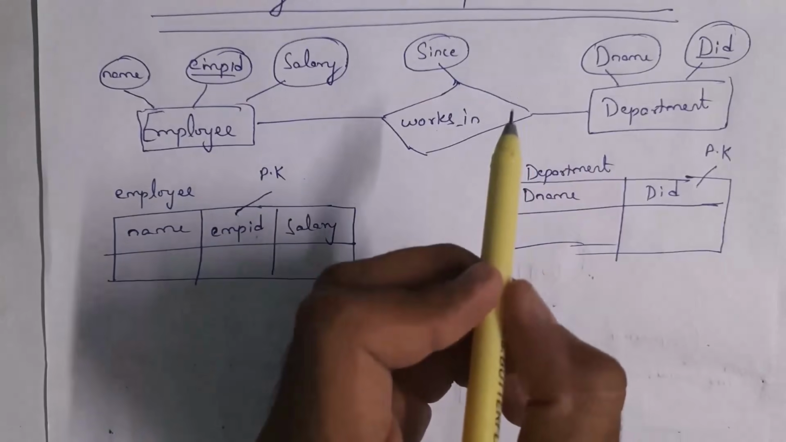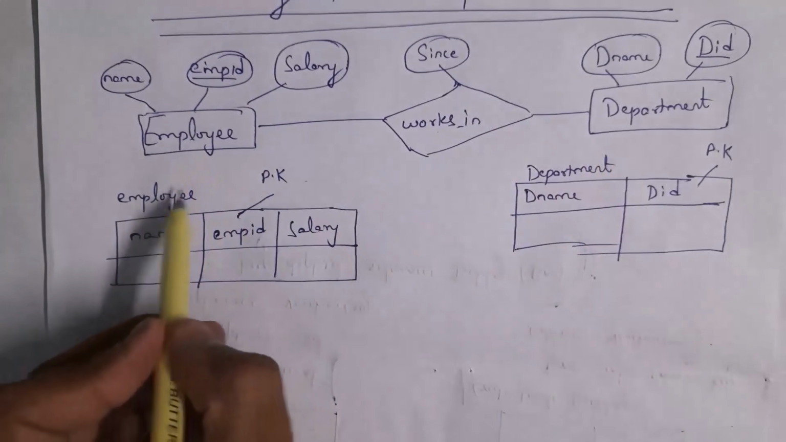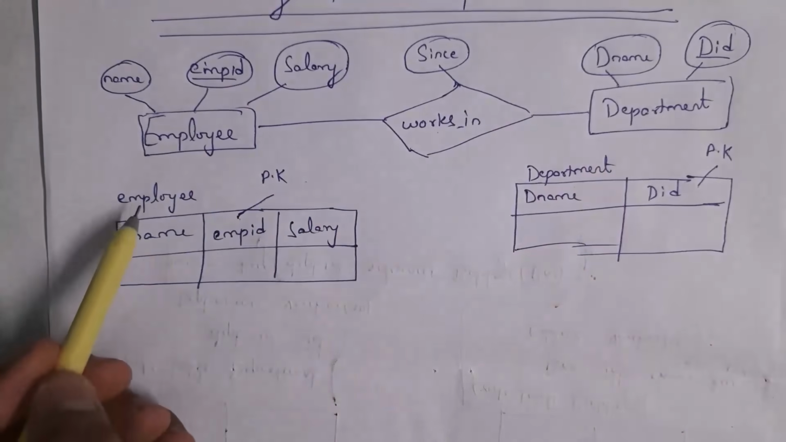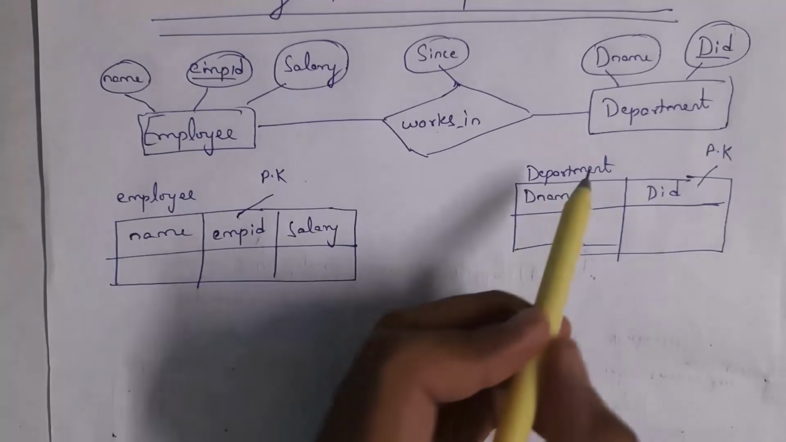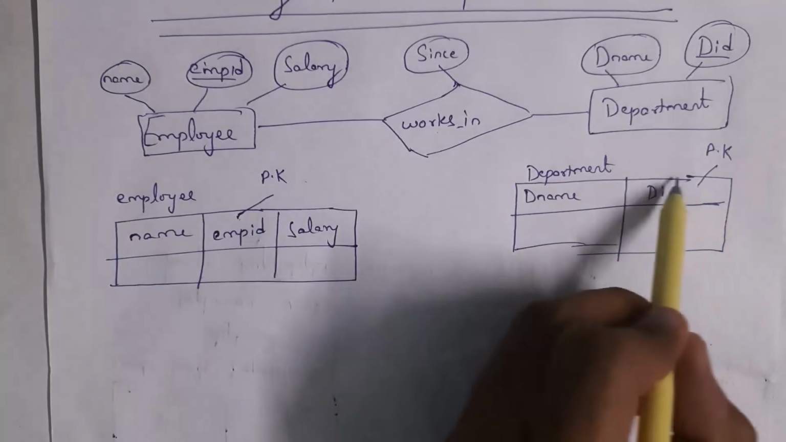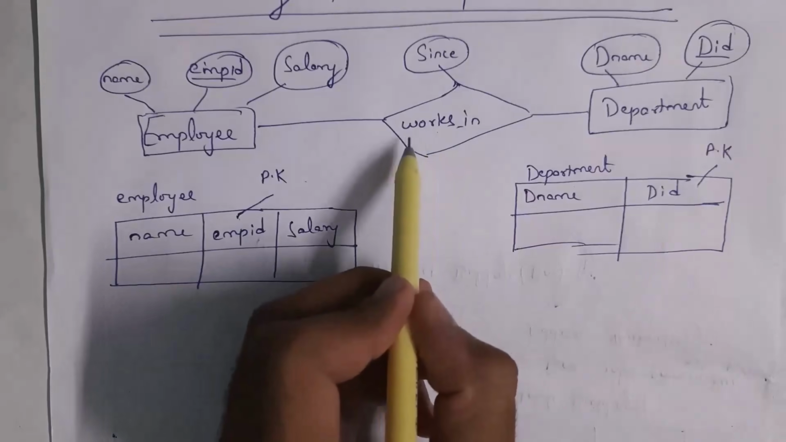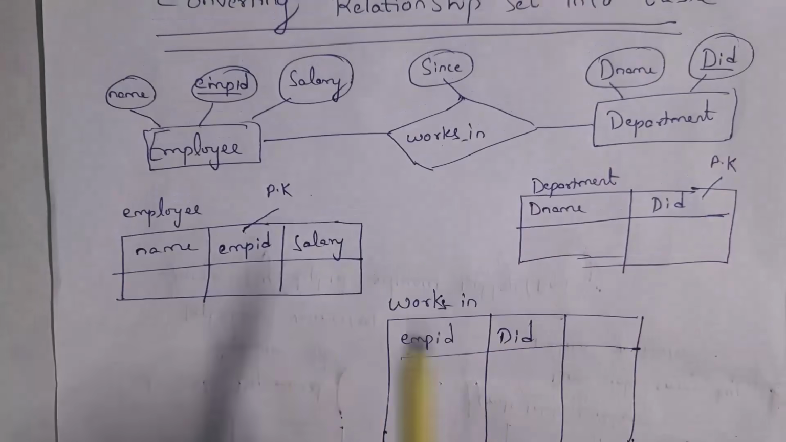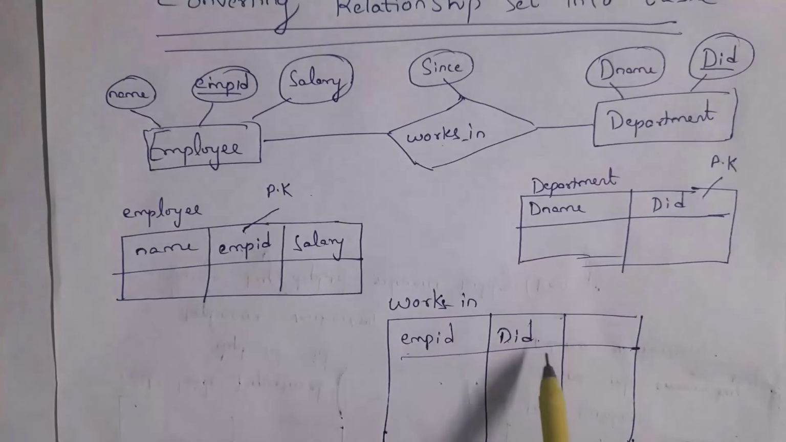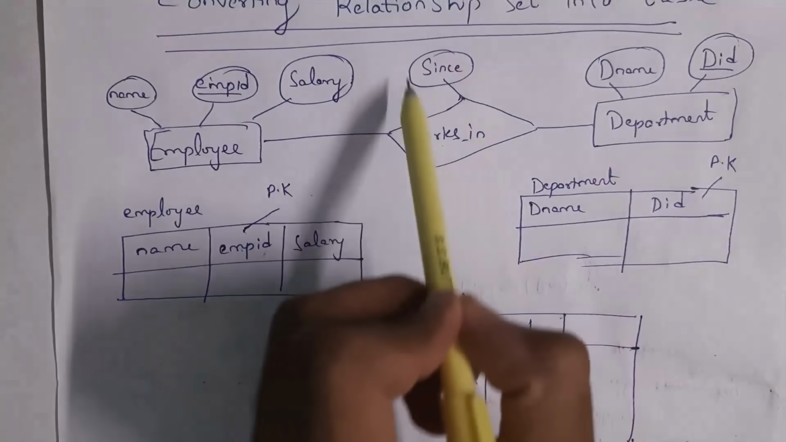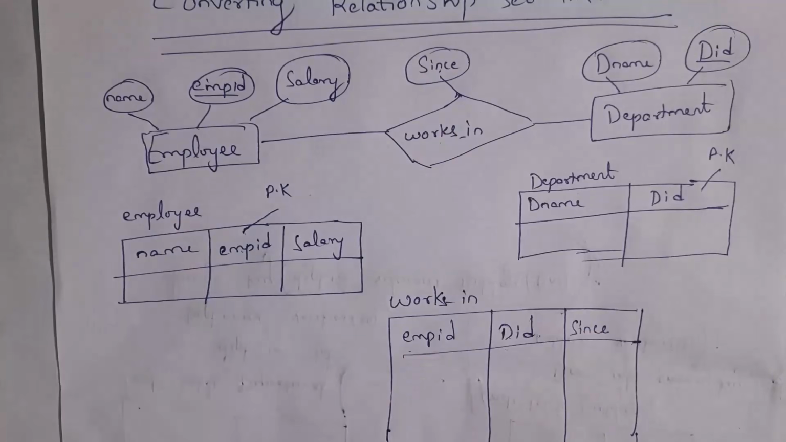Normally this relationship set contains primary keys of these both tables. Here for employee table primary key is employee ID and in this department table primary key is DID. So this works in table contains both primary keys. So in this works in table you need to create two columns. They are employee ID and as well as DID. And next column is since. So these are three columns in works in table.